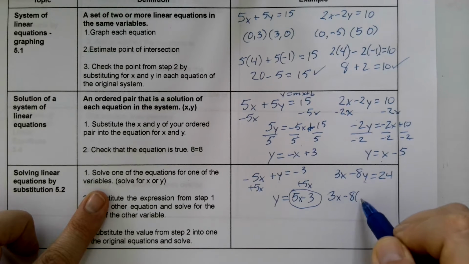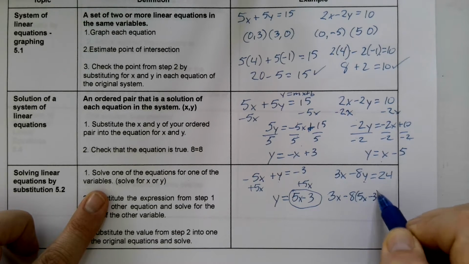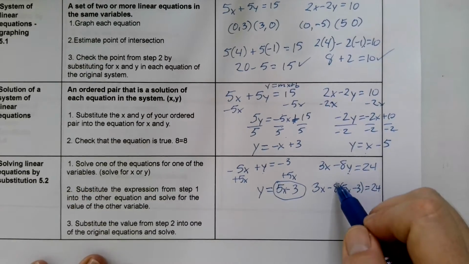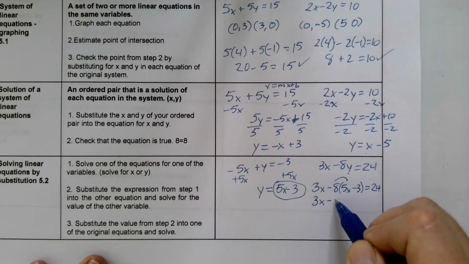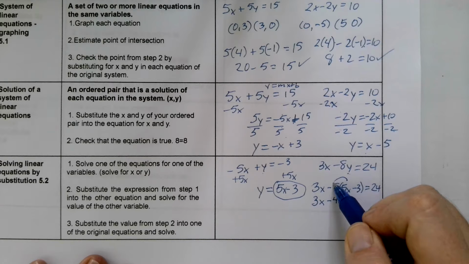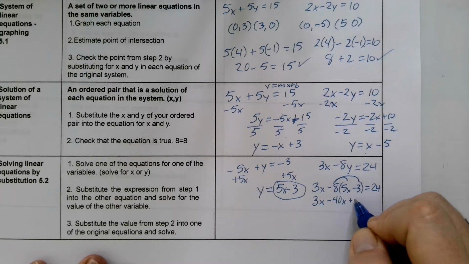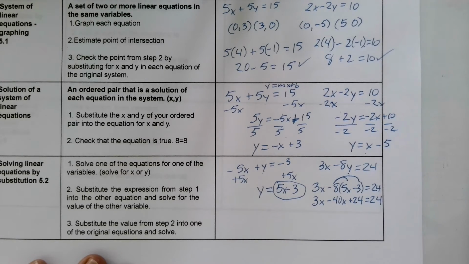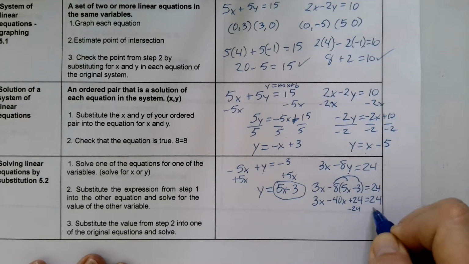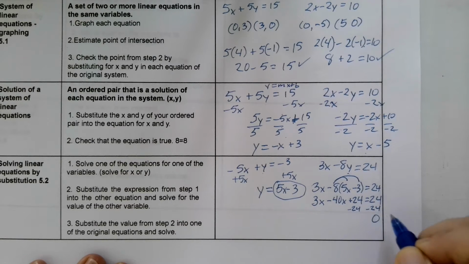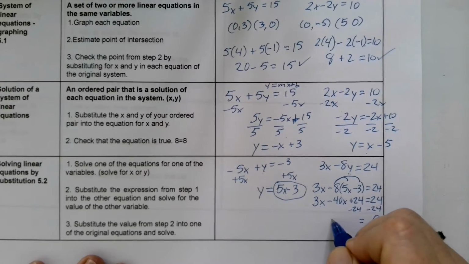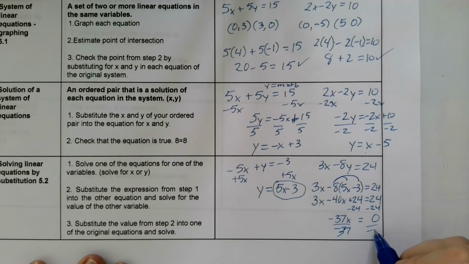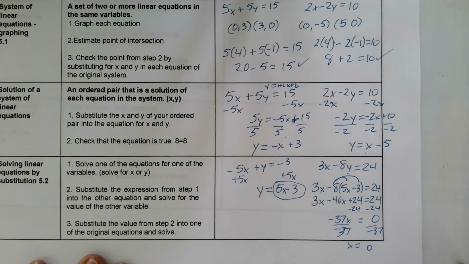So let's do that. 3x minus 8 times 5x minus 3 equals 24. First step, use the distributive property. So 3x minus 40x, and -8 times -3 is going to be a positive 24 equals 24. Well, this looks better because when we subtract 24 from both sides, we get 0 equals, combine like terms, -37x. Divide by -37, and we know x equals 0.